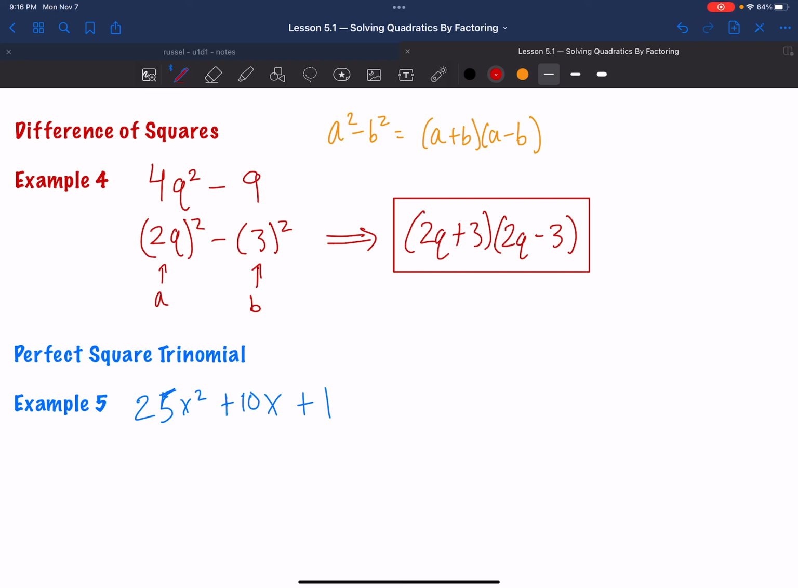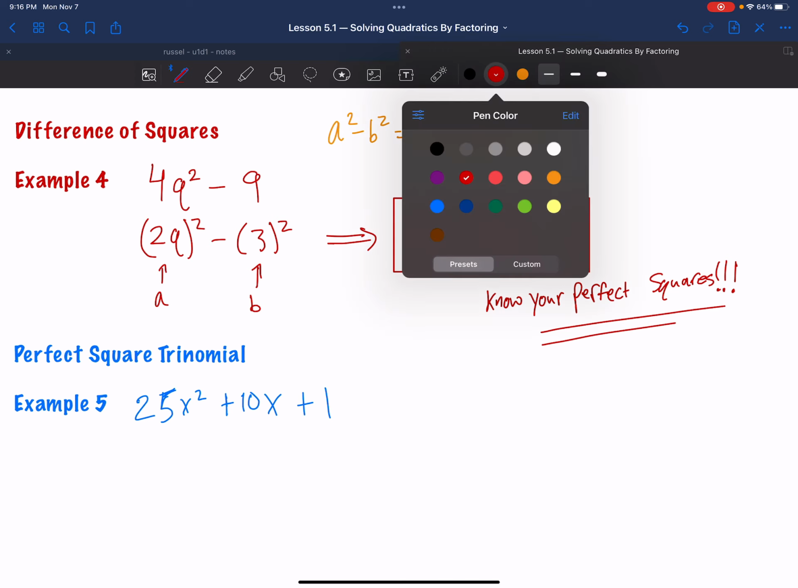So, know your perfect squares! You got to know these, all right? If you don't know your perfect squares, if you don't know that 16 is 4 squared, you will not be able to do this successfully. You must know your perfect squares to be able to recognize this, okay? All right, let's move on.